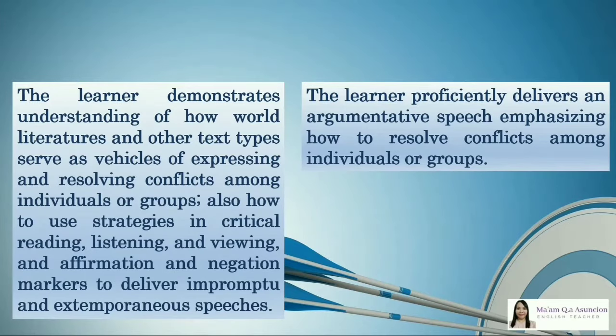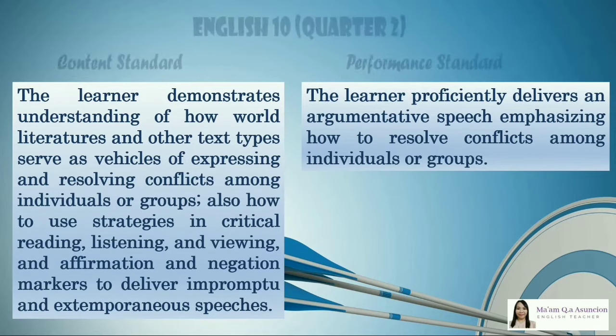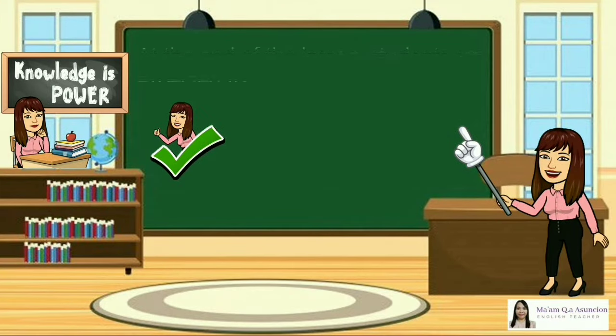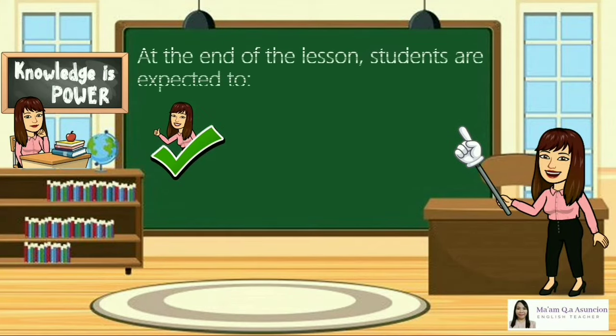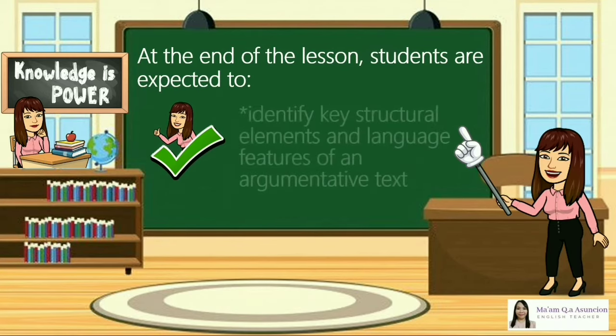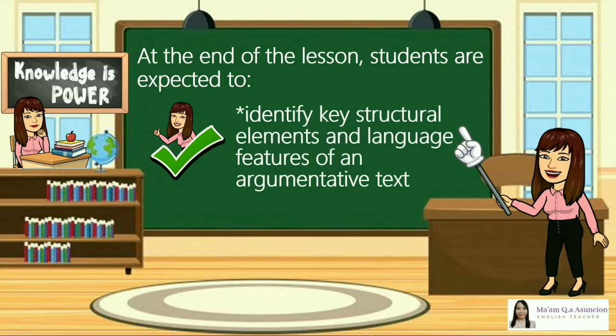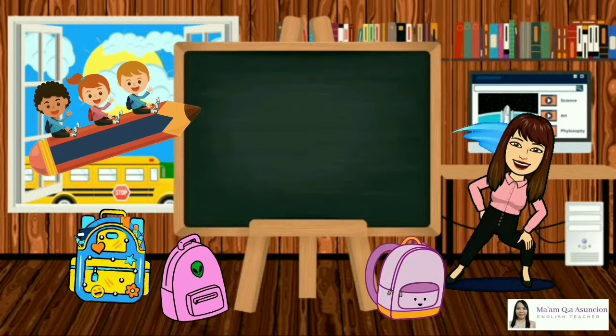These are our Content Standard and Performance Standard in English 10 Quarter 2. At the end of the lesson, students are expected to identify key structural elements and language features of an argumentative text. Now let's get started.